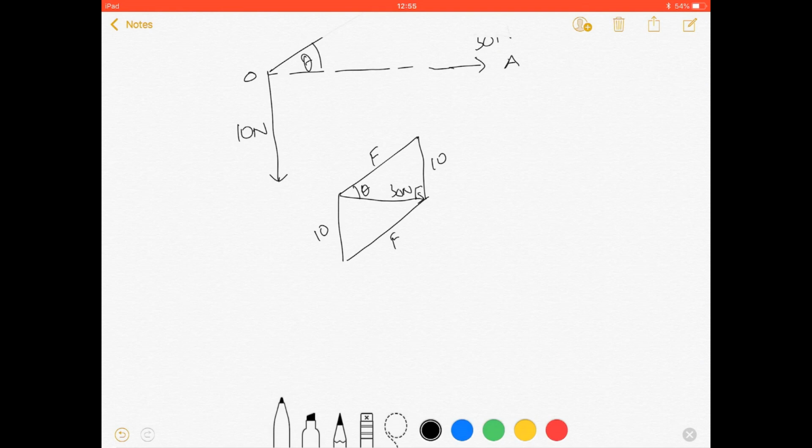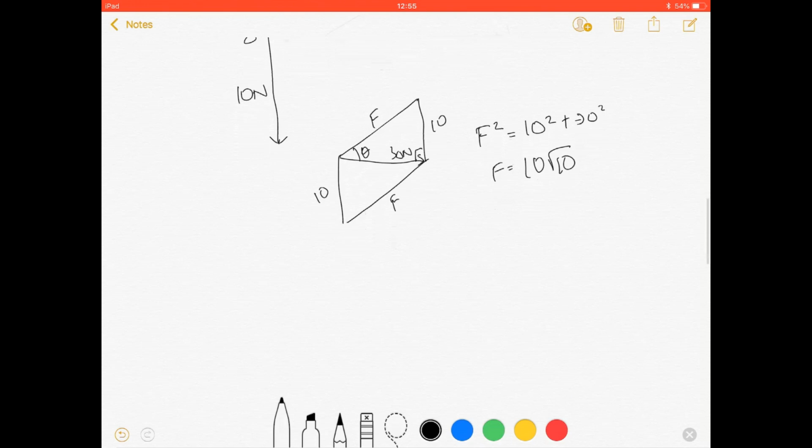So we can just use Pythagoras' theorem here, which is a squared equals b squared plus c squared. In this case, F squared would be equal to 10 squared plus 30 squared. The answer is a decimal number, but since we have to work out what theta is, let's leave it in surd form, so 10 root 10, so we don't get any rounding errors. And in order to work out what theta is, we can just use the sine rule like we did before.